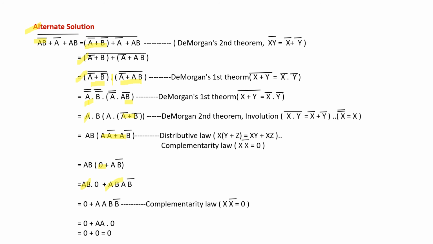In this we know that B AND B complement is nothing but 0 according to the complementarity law, and we substitute it there, and eventually we get the final value as 0. And this is how this expression is proved using De Morgan's theorem.